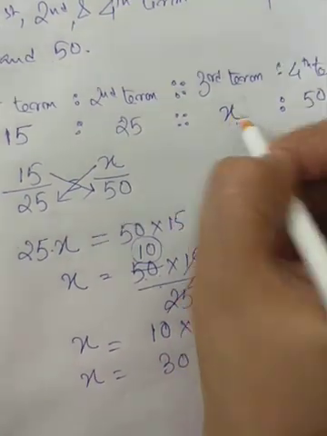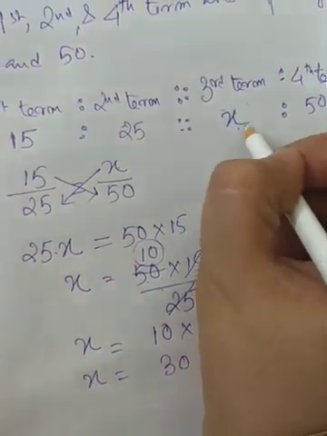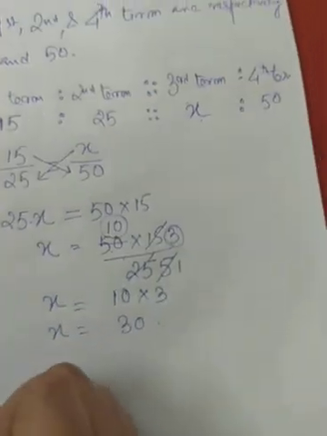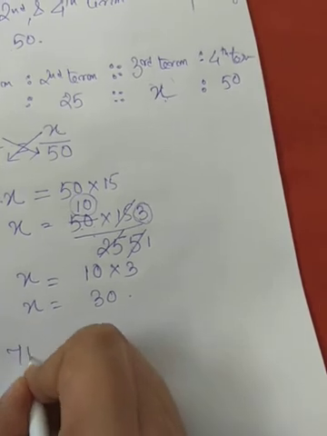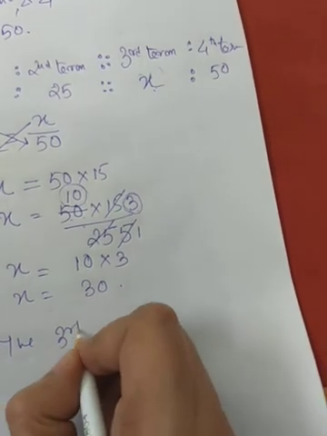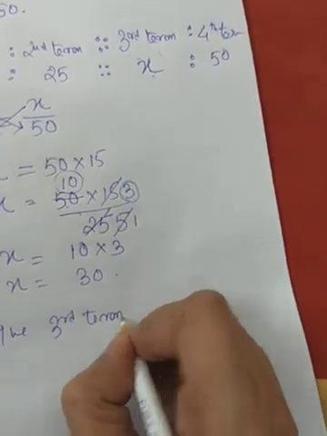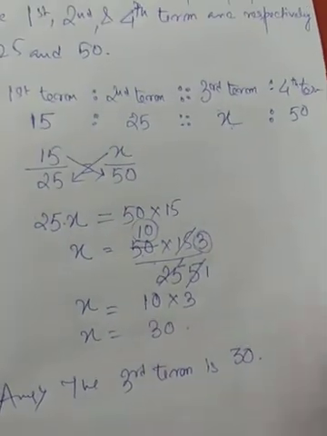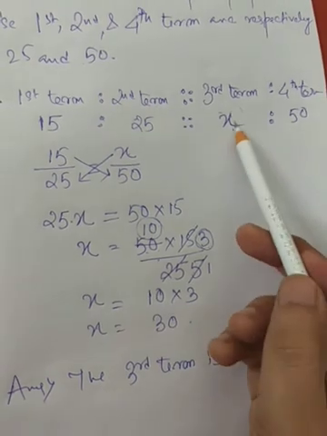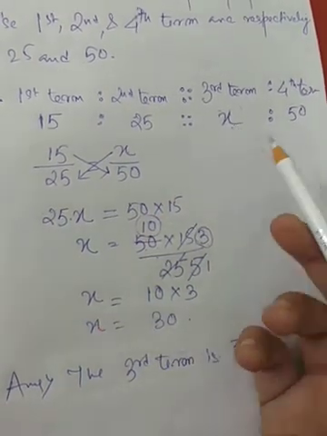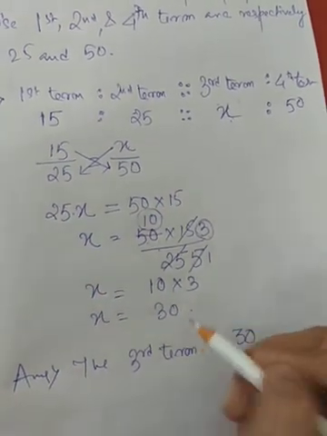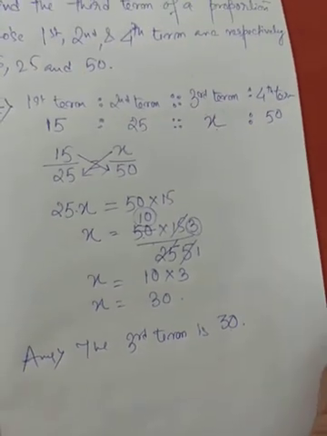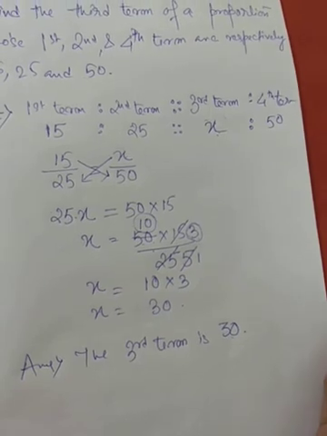So the third term is what? The value of third term is 30. So the answer is the third term is 30. Understood? This we assumed as the third term. X was the third term we assumed and the value of x is 30. So the third term is 30. Clear, students? I hope this is clear.